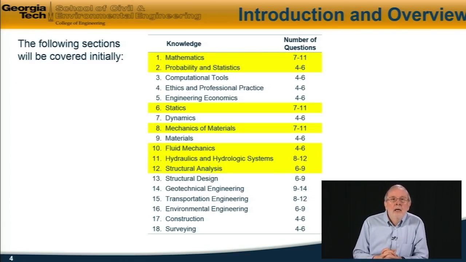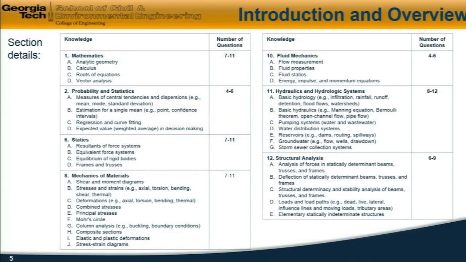Out of these 18 sections, we will be covering in this review, initially at least, these 7 sections: mathematics, probability and statistics, statics, mechanics of materials, fluid mechanics, hydraulics and hydrologic systems, and structural analysis. And more sections will be added in the future. These are the details of each of those 7 sections as given in the reference handbook, but as we progress you'll see that I don't follow this outline exactly, and I will probably use somewhat different outlines for these sections.